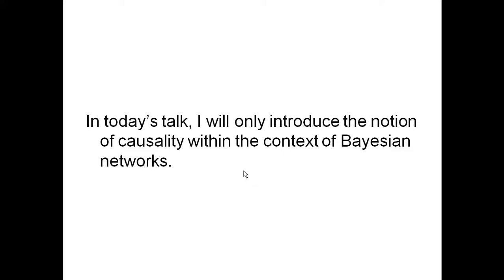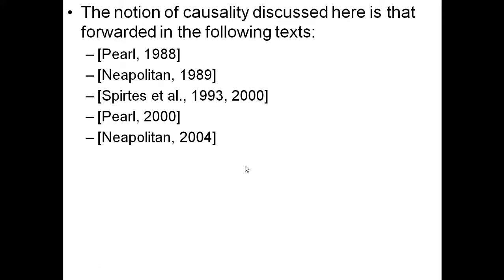In today's talk, I will only introduce the notion of causality within the context of Bayesian networks. So I'm not going to talk about learning them. I'm going to introduce the notion. The notion, as I mentioned before, is forwarded in these books. Pearl originally talked about it in '88. I talked about it at the same time in '89. As I mentioned earlier in previous talks, we met at this Uncertainty in Artificial Intelligence workshop in the '80s, and these ideas grew out of that. Here are Spirtes, Glymour, and Scheines, the researchers at Carnegie Mellon. They wrote a book in '93, another one in 2000. Pearl wrote yet another book in 2000, and I wrote one in 2004 myself, once again.